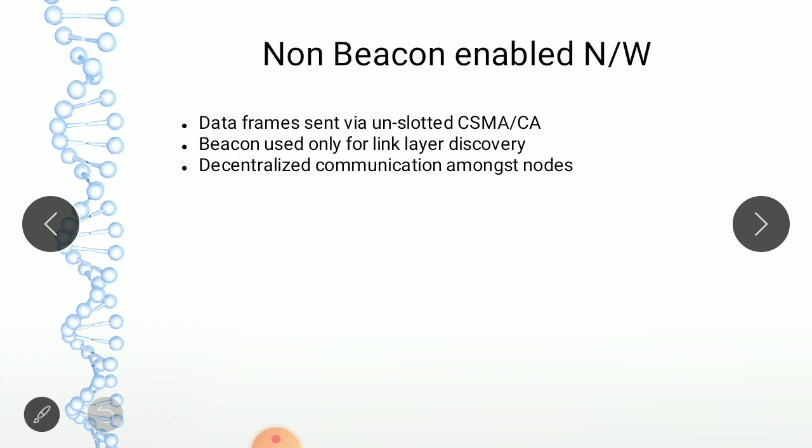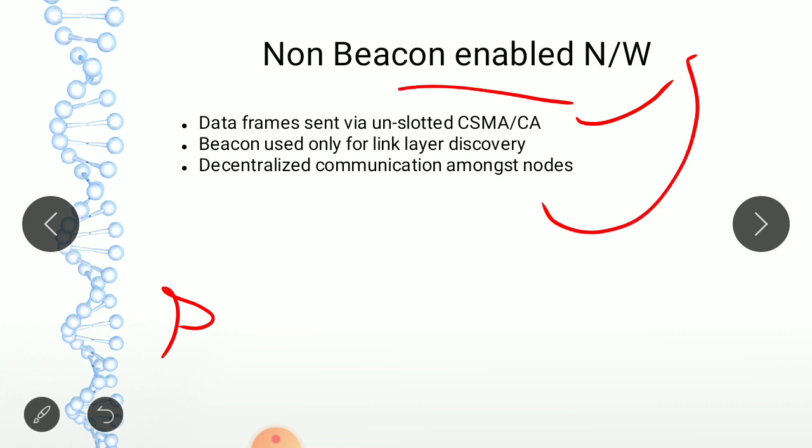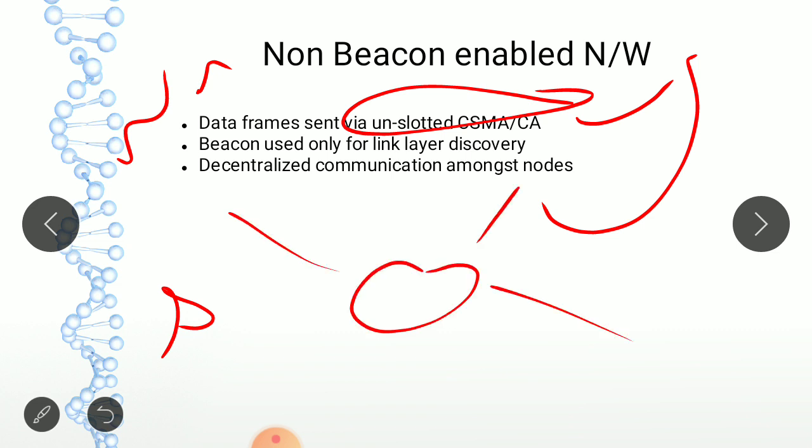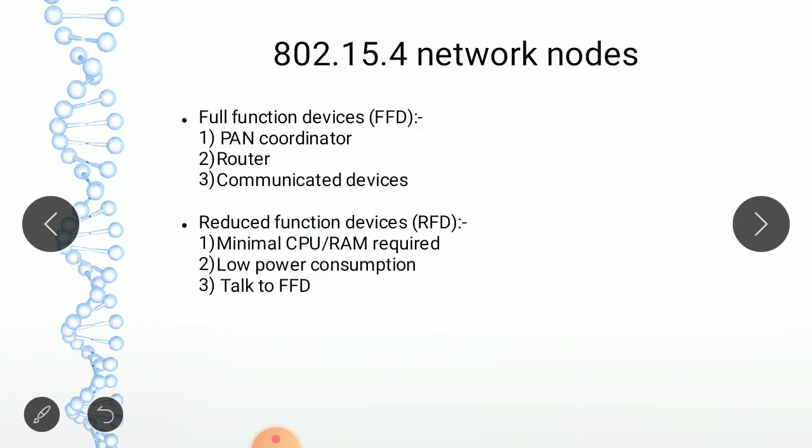Now we talk about the non-beacon enabled network. Its data frames are sent via unslotted CSMA. In the beacon enabled network we have slotted CSMA/CA, but in the non-beacon enabled network we have unslotted CSMA/CA. It has decentralized communication among nodes. There is no centralized system for discovery, and it connects to another network.